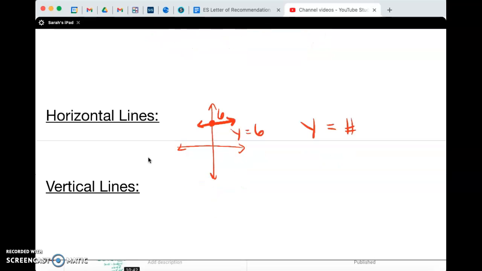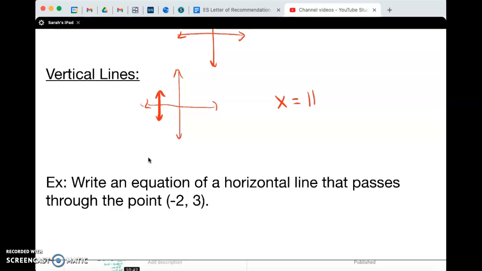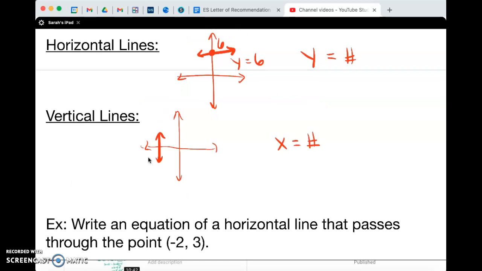Vertical lines work the exact same way. Vertical lines are straight up and down, so if it's right there. Vertical lines intersect which axis? The x-axis, so it's the same thing, it's just x equals that specific number. In my case, this would be -5. So this equation would be x equals -5.